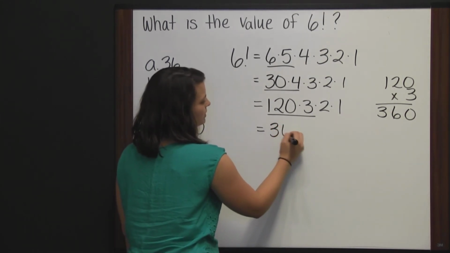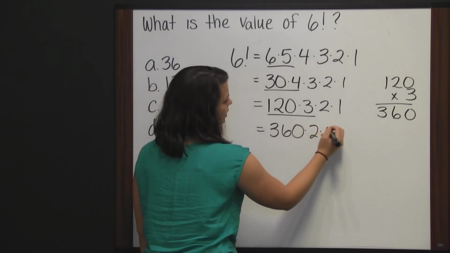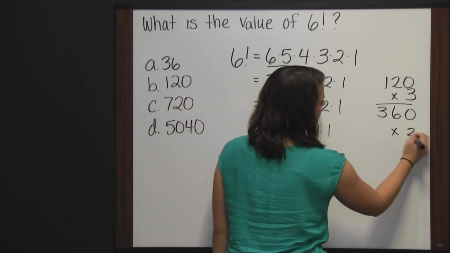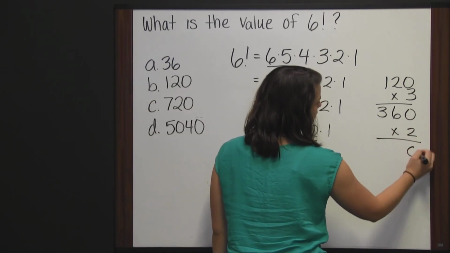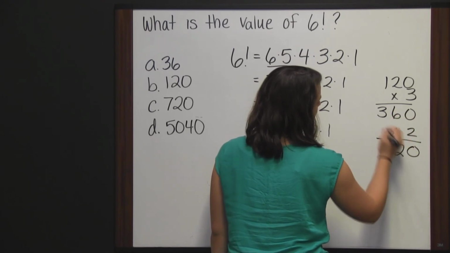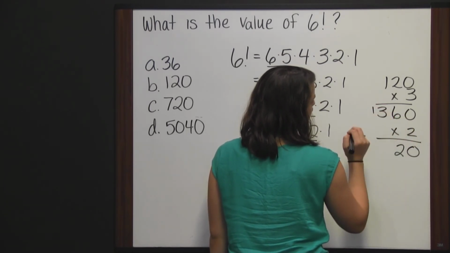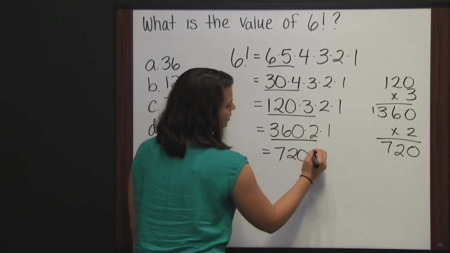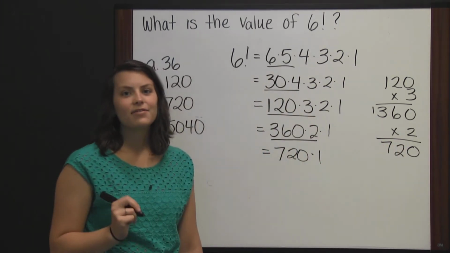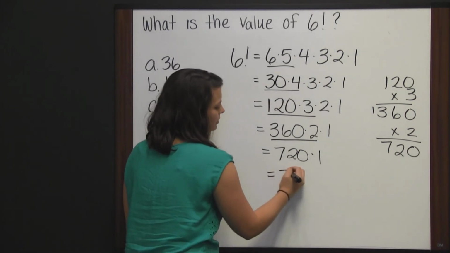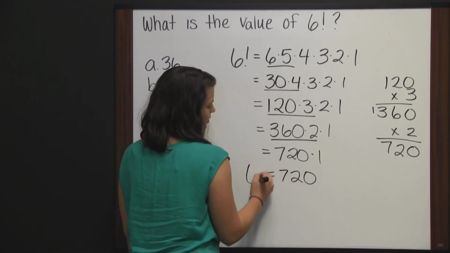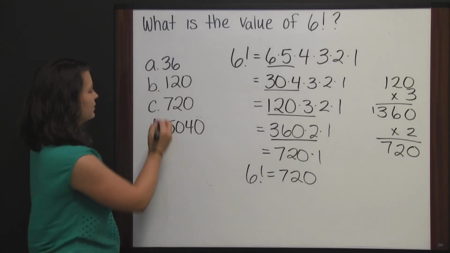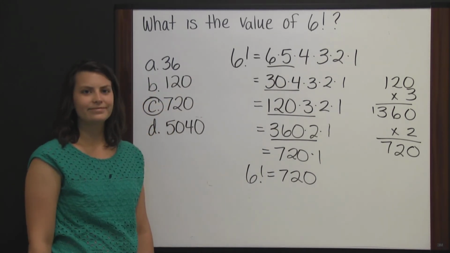So 360 times 2 times 1. And 360 times 2. 2 times 0 is 0. 2 times 6 is 12, carry the 1. 2 times 3 is 6, plus 1 is 7. So 720 times 1, and 720 times 1 is just 720. So 6 factorial is equal to 720. Answer C.